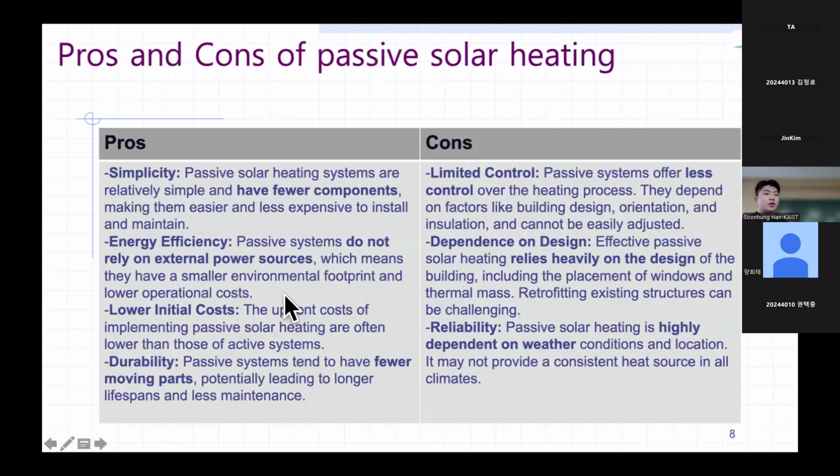So I'll just quickly show you the pros and cons of passive solar heating. Pros are simplicity and energy efficiency, lower initial costs, and durability. And the cons are, one, limited controls, and the second one is dependence on design and reliability. Just quickly, because we do not have much time.